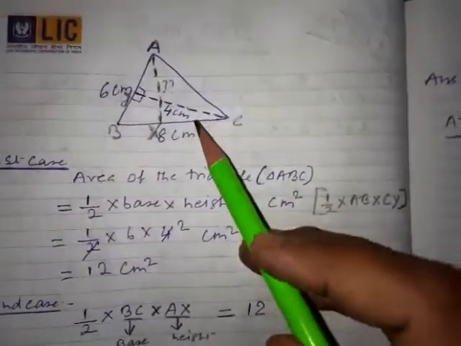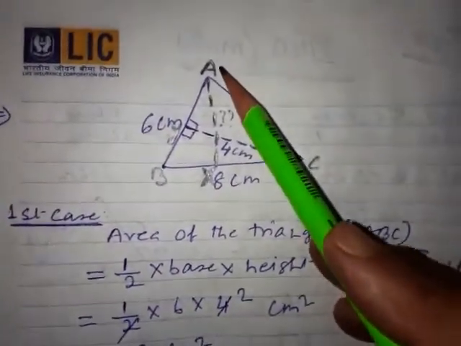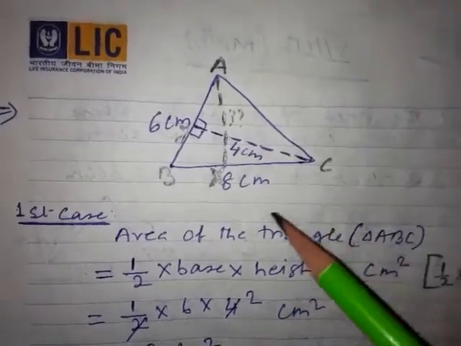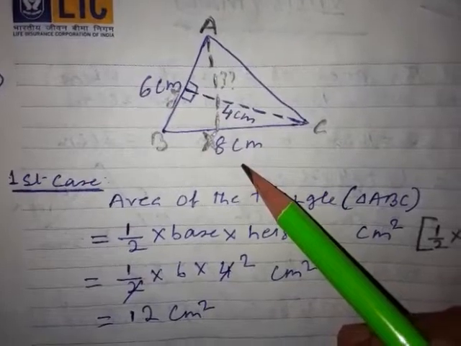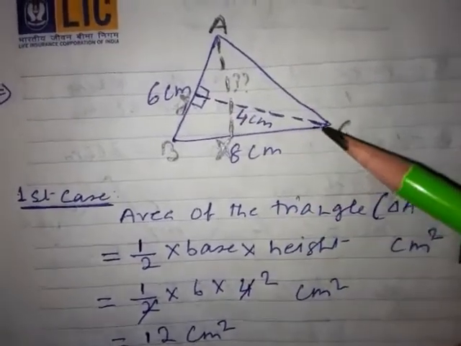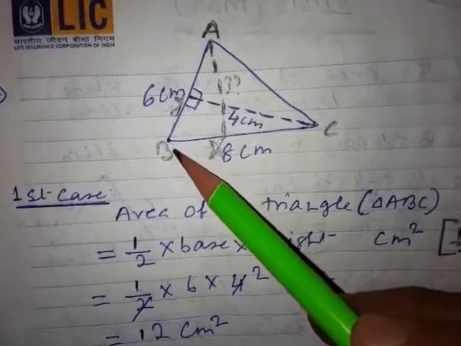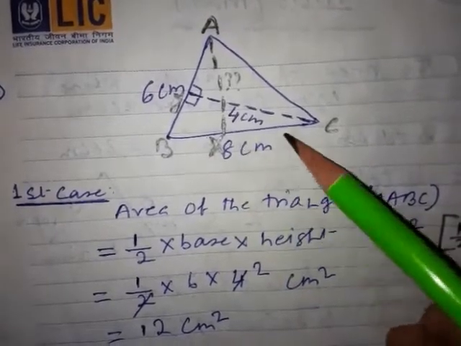Now this is the question I am going to solve. I have drawn it here. The triangle I have named triangle ABC. Two sides are given. One side I have taken as 6 centimeter, one side as 8 centimeter. Any two sides, whichever you want, you can take. I have taken this side as 6 centimeter and this side as 8 centimeter.